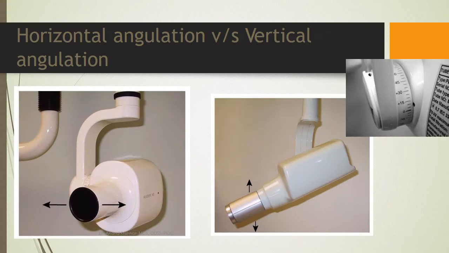Okay, now that we have seen how we are going to take an image using the bisecting angle technique, there are three things that you have to keep in mind. First is the positioning of the film, which you are going to achieve using the snap array, or you are going to position the film inside the patient's mouth and ask the patient to hold it, or you are going to use a bite block. So there are variations. So first is positioning the film. You have to position the film properly.